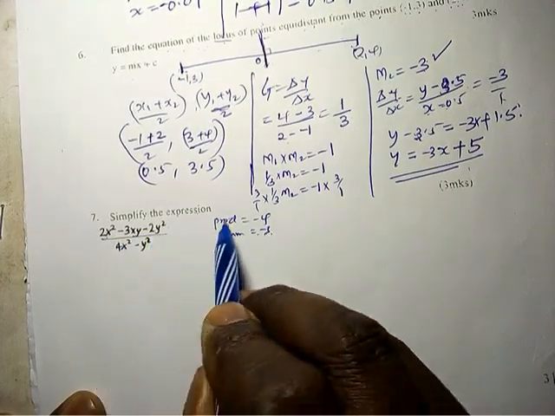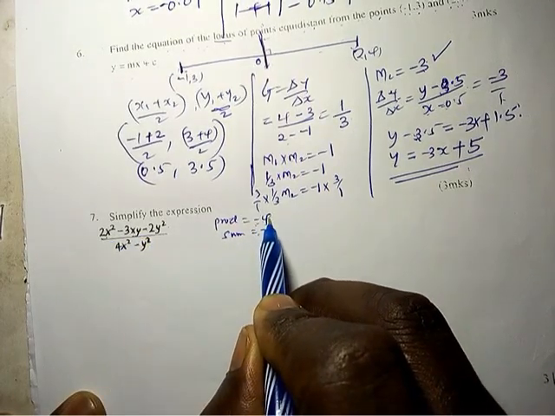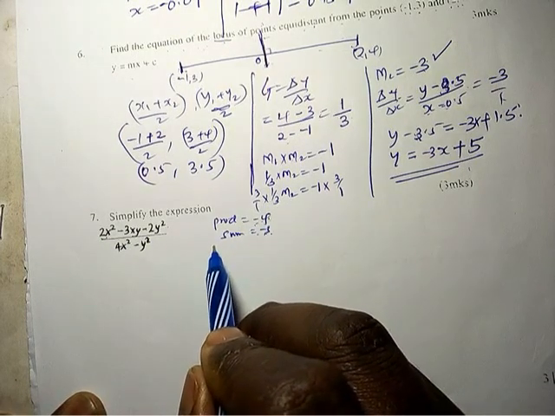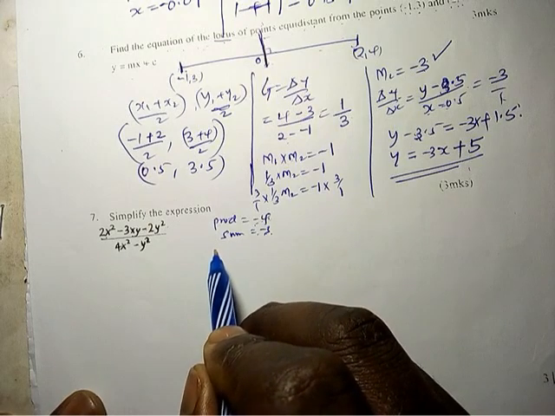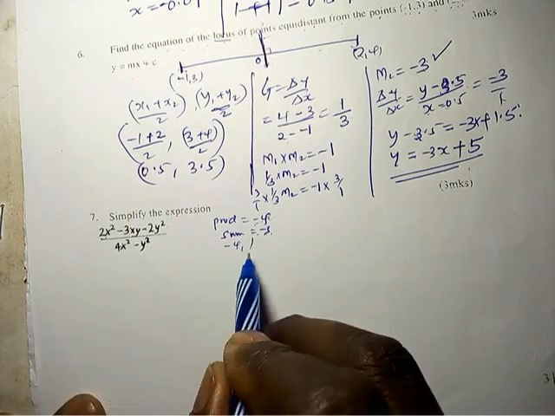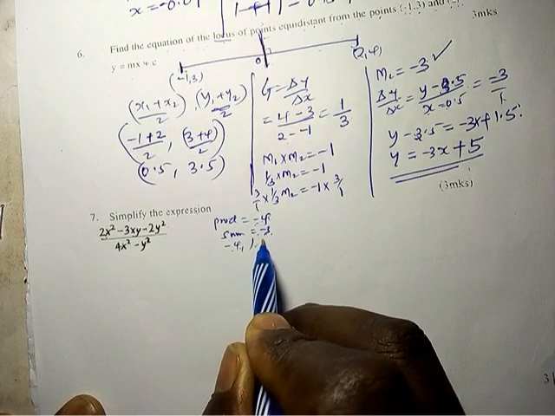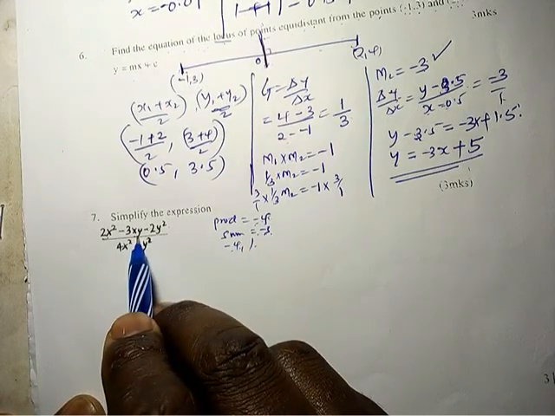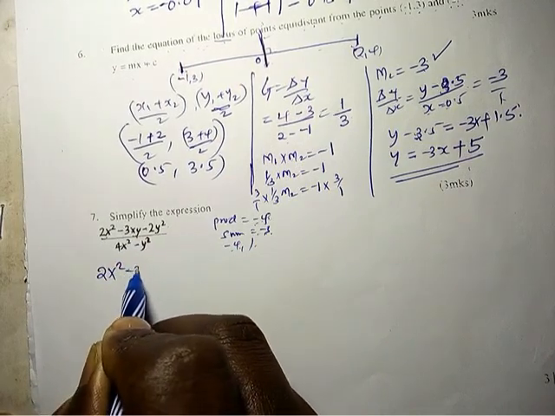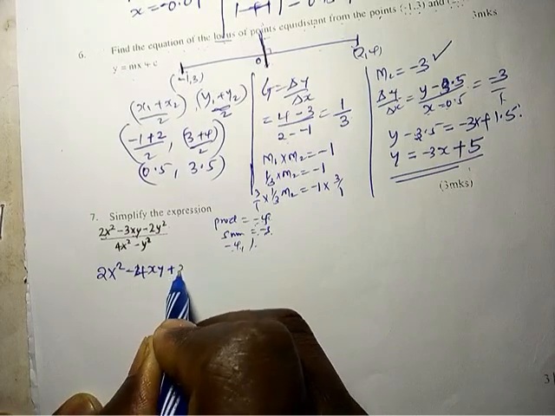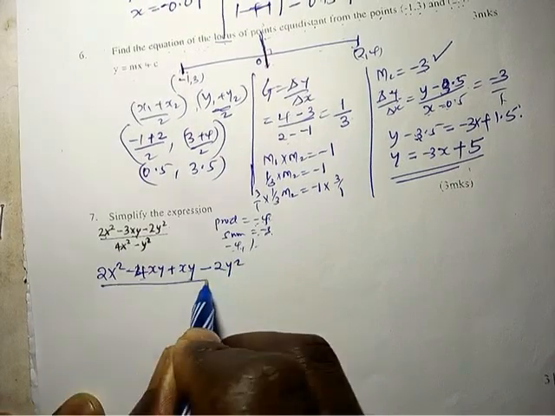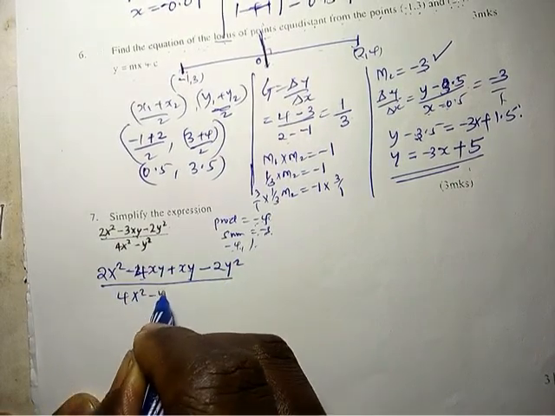When we multiply them, the answer is -4. The numbers will be -4 and 1. So 1 plus -4, the answer is going to be -3. So now we have 2x² - 4xy + xy, which gives us -3xy, minus 2y², divided by 4x² - y².